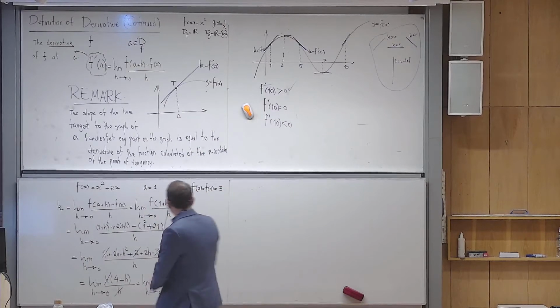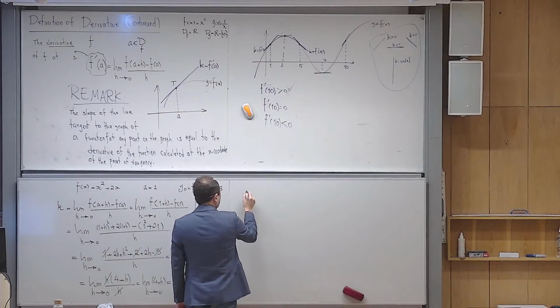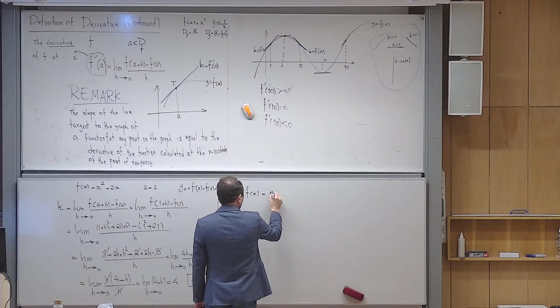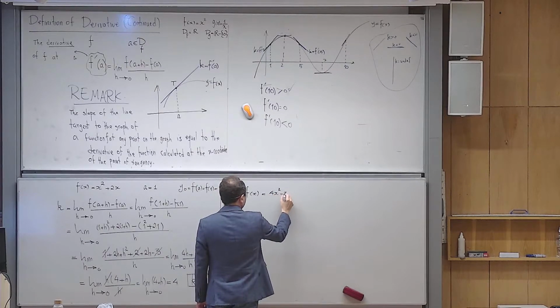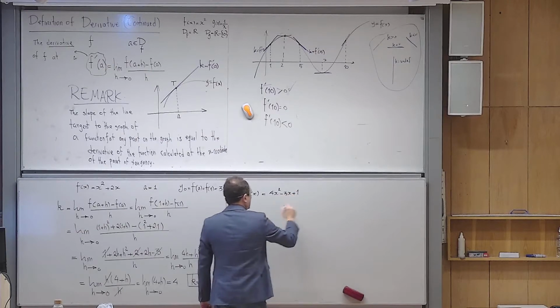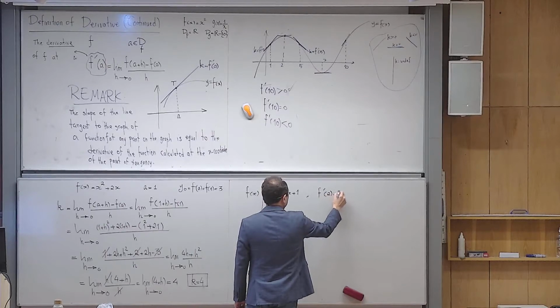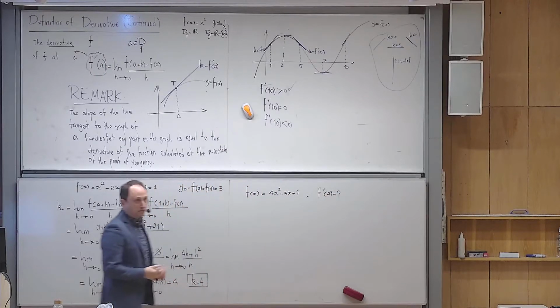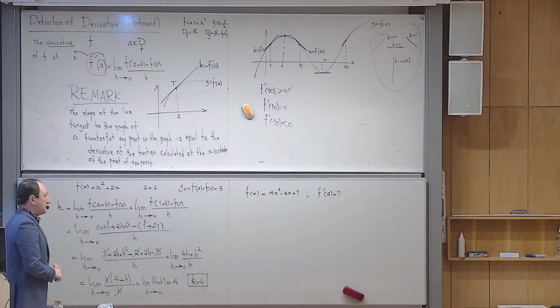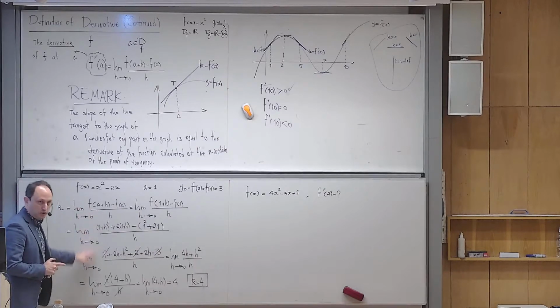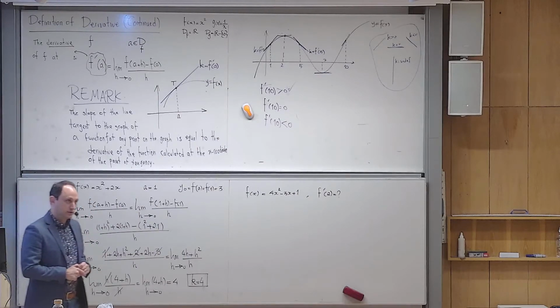So for example, let me give you a function, f of x equals 4x to the power of 2 minus 3x plus 1, and then I ask you to calculate f prime of 2. Later we will learn other tricks to do this, but for the time being you know one of them, and that is just using this boring process of calculating this limit.